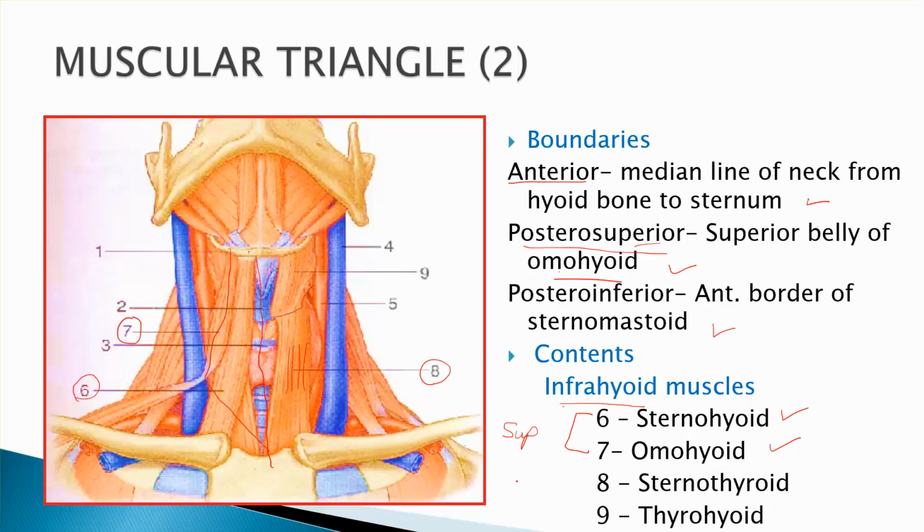Okay, and then we have the thyrohyoid. That's from the thyroid cartilage to the hyoid. So that's number 9. So they too are called the deep muscles. Okay, they are deep. So these are the 4 infrahyoid muscles which are seen in the muscular triangle.